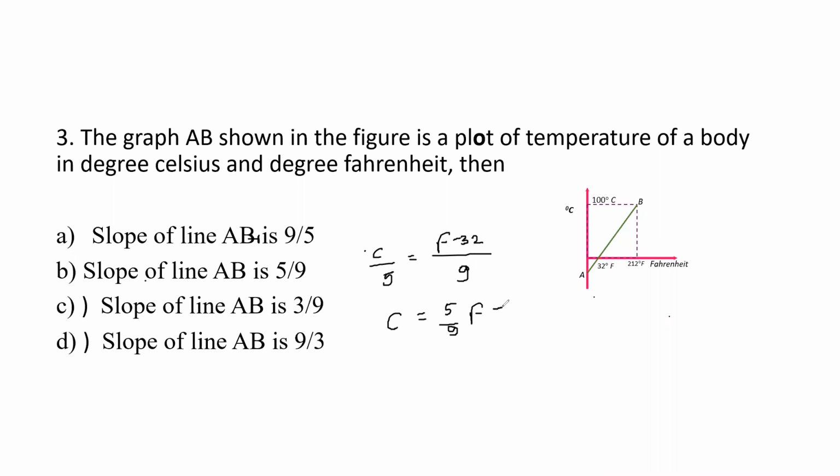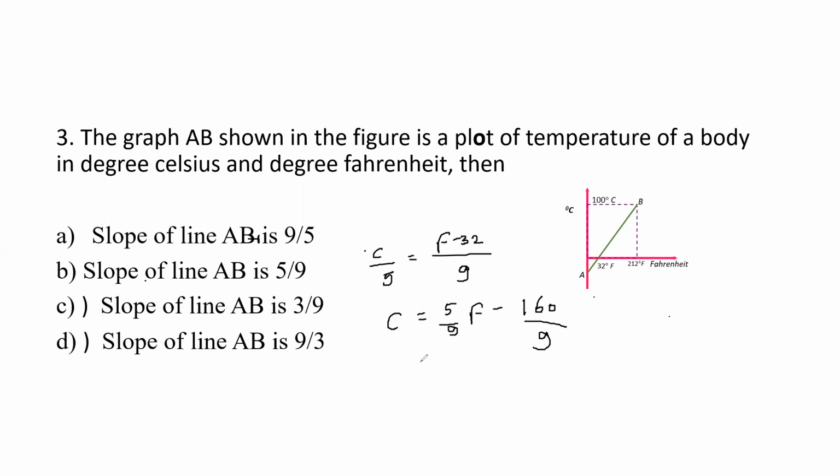minus, it is 160 divided by 9. So what I did, I multiplied this 5 to the entire bracket. So 5 into 32 is 160 after simplification.